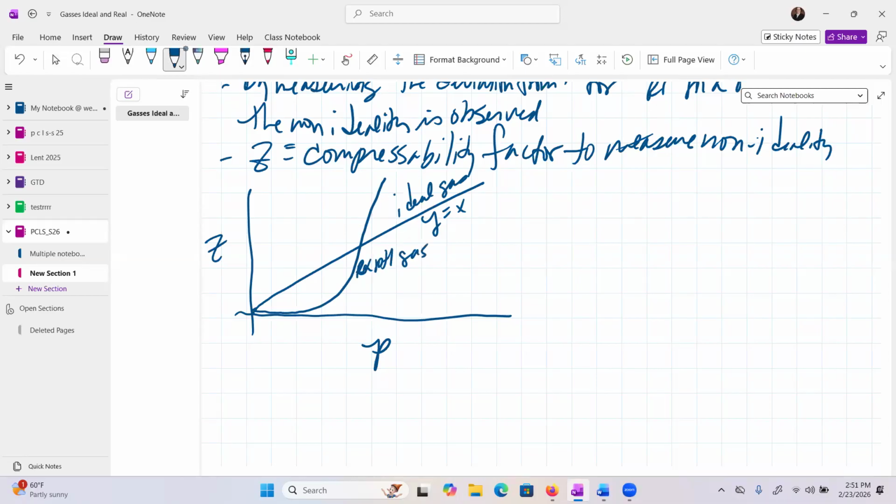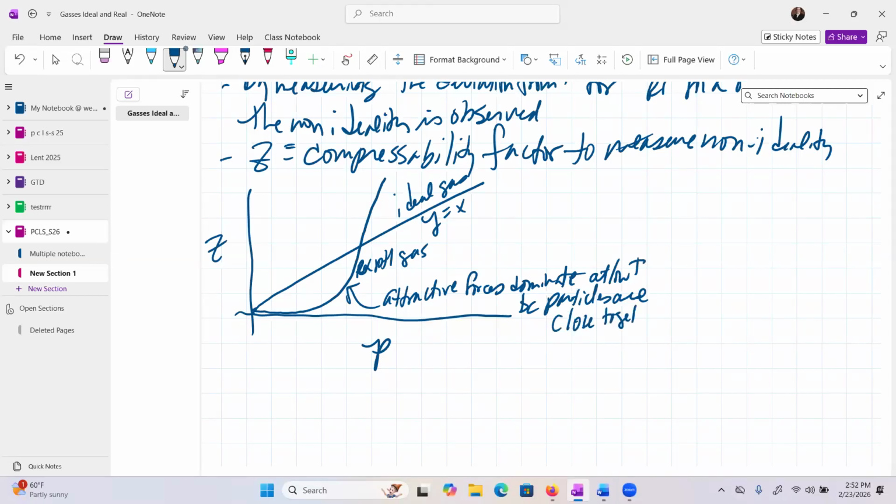That's the one you're testing. Okay, so what happens down at the bottom? This is attractive forces. They will dominate at low temperature. Because why? Because the particles are close together. Up at the top, the repulsive forces will dominate.